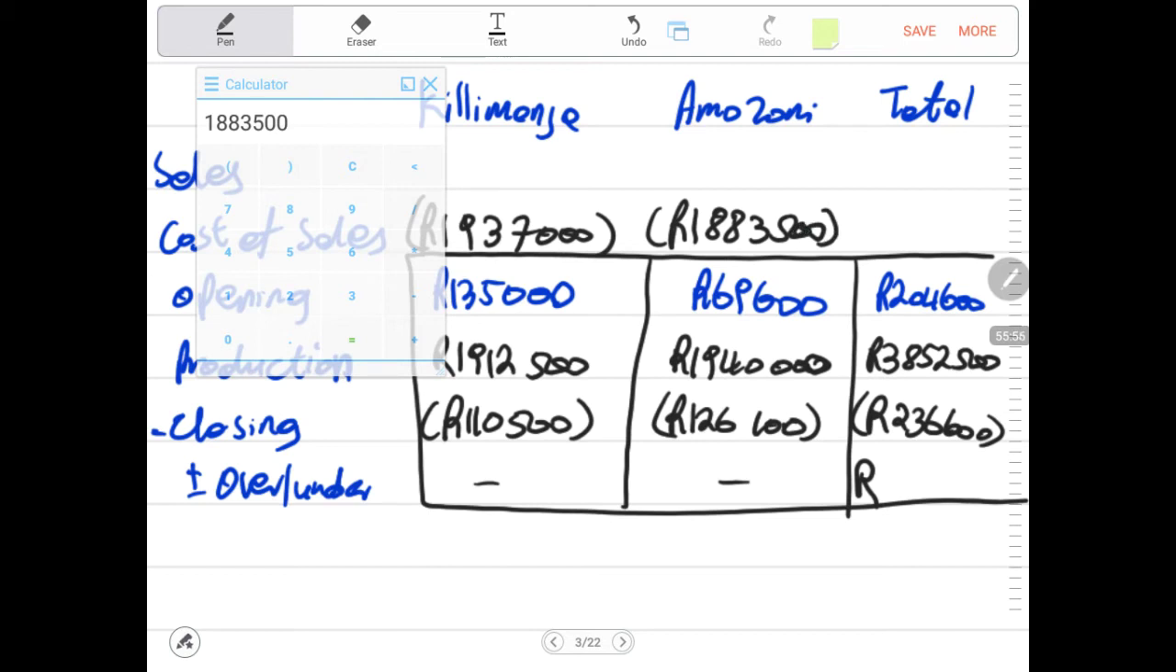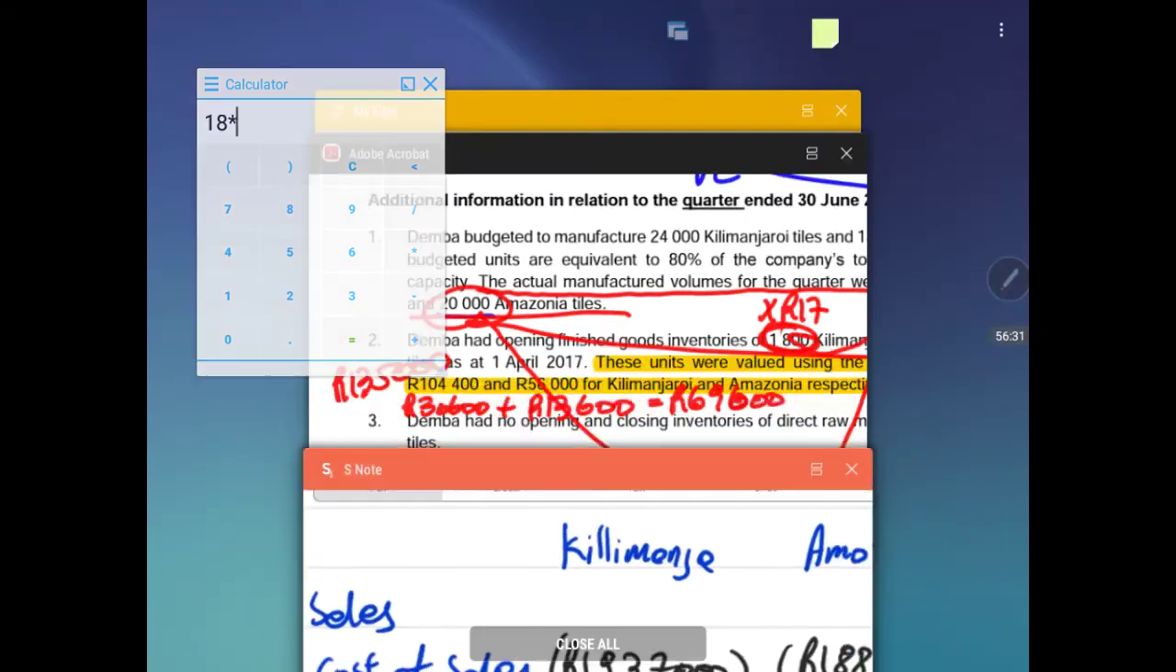Then after we say, now we have calculated all this, we need to now do what is called the predetermined overhead rate, where now we compare our actual with the applied. Our POR, remember, it is 18 Rand. We need to multiply this by the actual production.